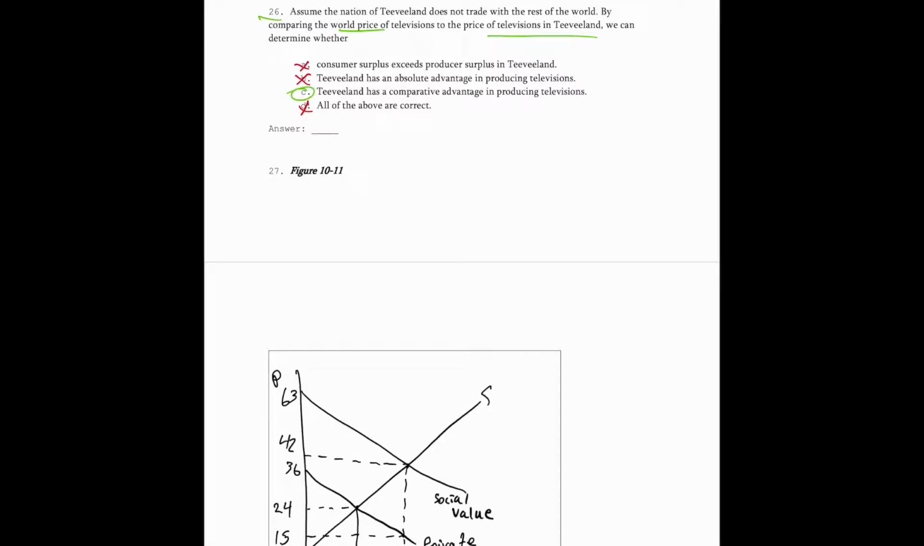So then C, TV land has a comparative advantage, right? We don't know if they do or don't, but by comparing these two things, we could figure that out.